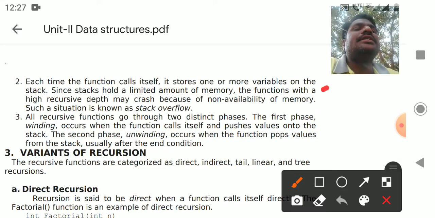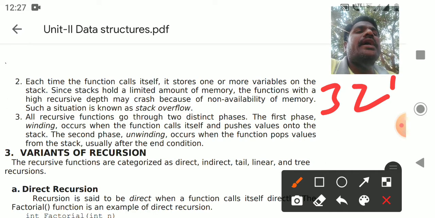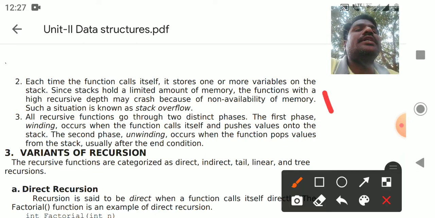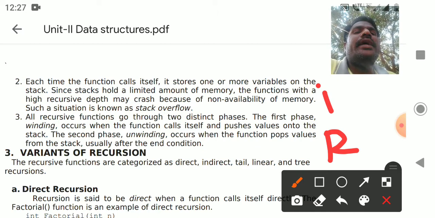Next, the recursive function goes through 2 distinct phases. One is inserting elements into the stack and one is removing elements from the stack. The inserting process, that is pushing, is called winding. Winding occurs when the function calls itself and pushes values into the stack.